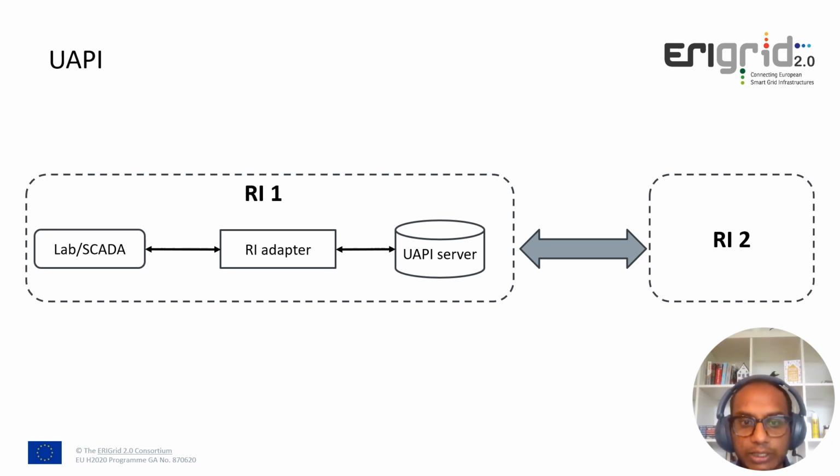So essentially, through this kind of architecture, what the UAPI enables is that RI1 could be using lab coupling tool A, for example, while RI2 could be using lab coupling tool B, and they could still be used as part of the same experiment, which was not previously possible.